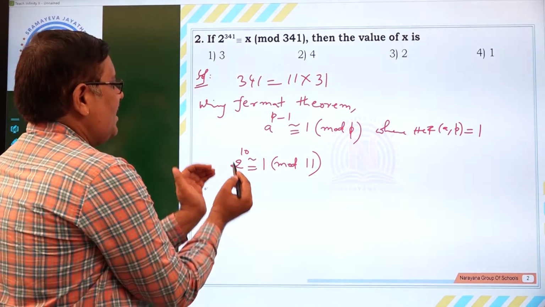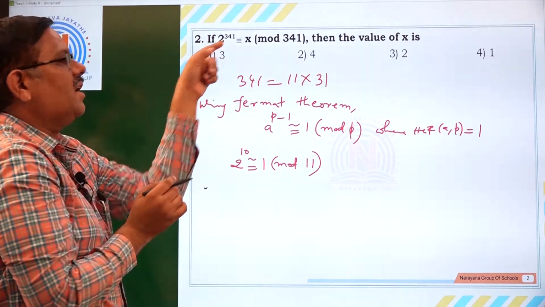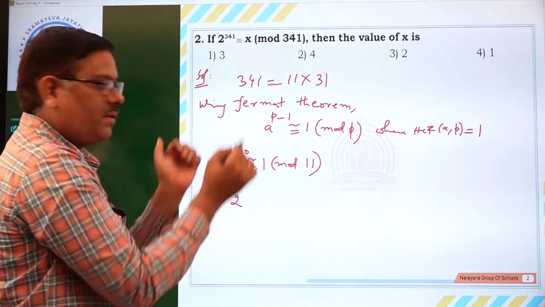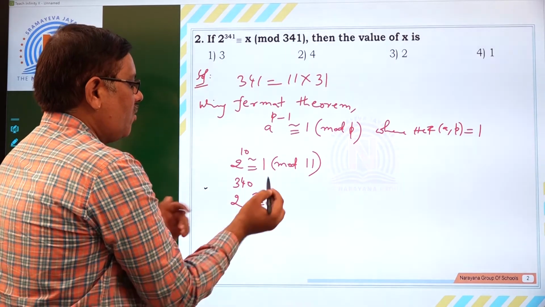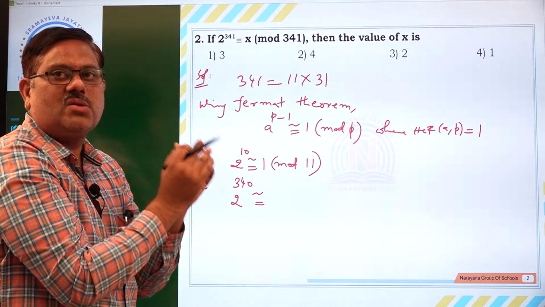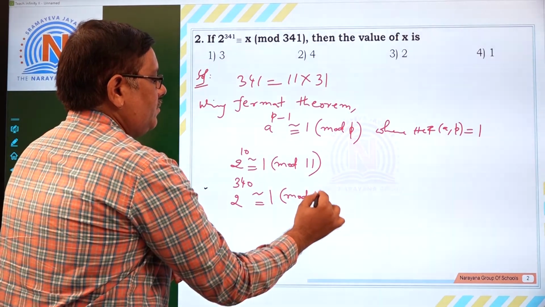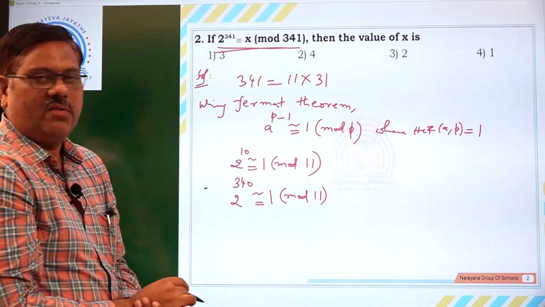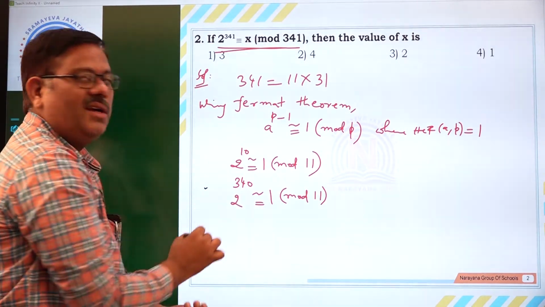Now let us raise the power of 2 to the power of 10 to the nearest multiple of 10, that is 340. So 2 to the power of 10, raised 34 times, is going to be 2 power 340. That is congruent to 1 raised to the power 34, which is also 1. So we can write simply 1 here, modulo 11. But actually what is required now? 2 to the power of 341. So let me multiply both sides of this congruency with 2.